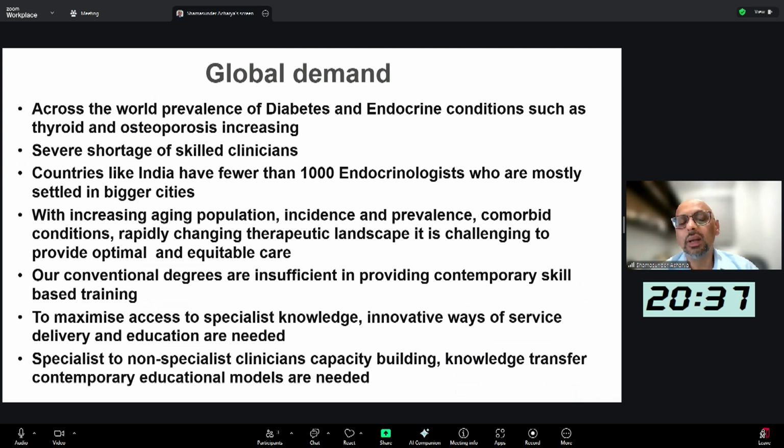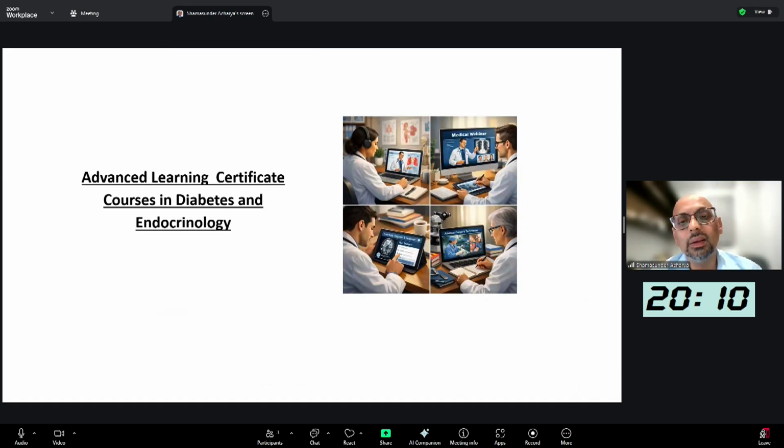The only way we can spread the specialist knowledge is through innovative service delivery and education. Otherwise, we are at risk of not being able to treat people in the optimal way. So, specialist to non-specialist clinician capacity building through knowledge transfer, contemporary education models are needed. So that's why, with our 10 years of experience working in Kolkata, and not only that, in Australia, I've been working for the last 15, 17 years in the GP space in terms of teaching. And we have understood what they need to understand and learn.